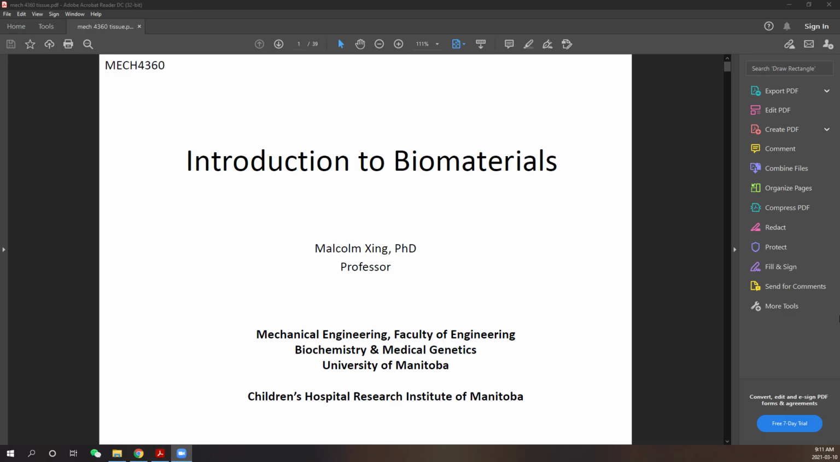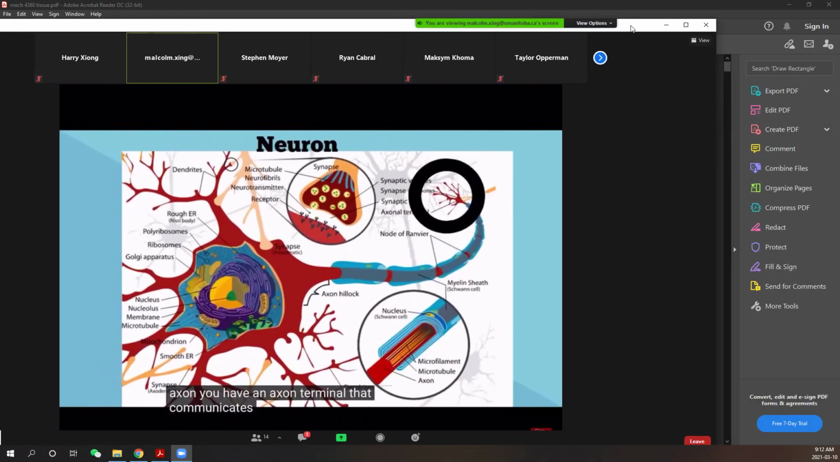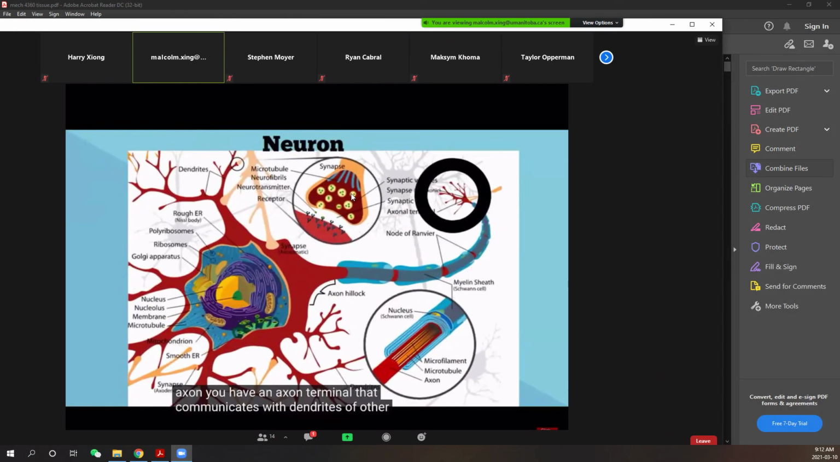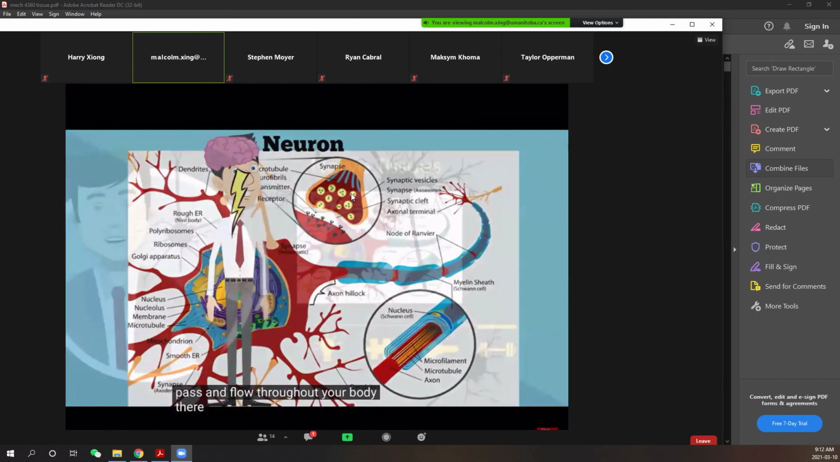Next, a neuron has an axon. And the nerve signal passes down the axon. An axon has insulation called a myelin sheath. At the end of the axon, you have an axon terminal that communicates with dendrites of other cells. This allows electrical signals to pass and flow throughout your body.